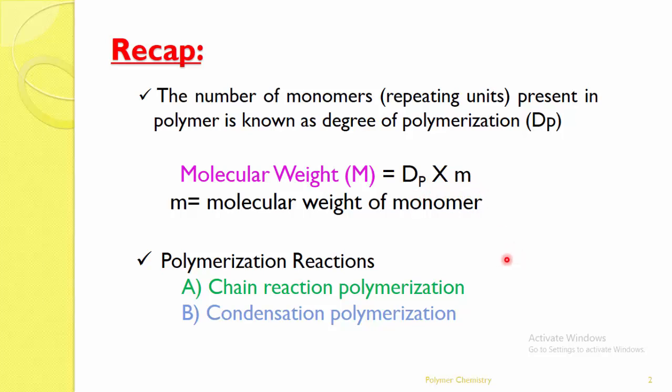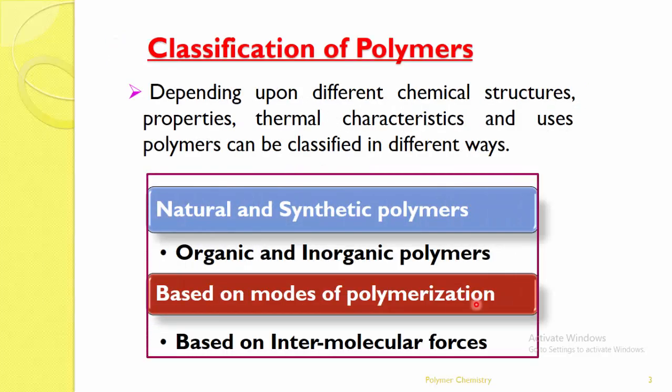We also studied the polymerization reactions in the last lecture. There are two different polymerization reactions we studied: A, chain reaction polymerization, and B, condensation polymerization. We also studied the mechanisms of chain reaction polymerization as well as condensation polymerization in the last lecture. But today, a very important part of polymers: the classification of polymers.